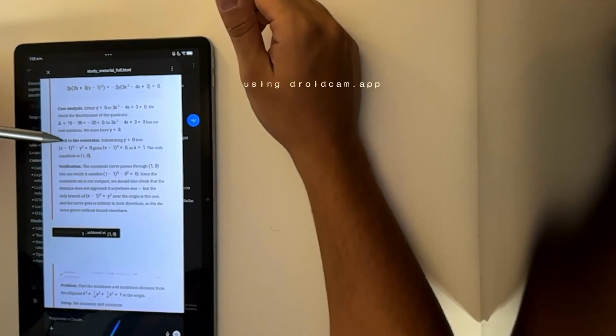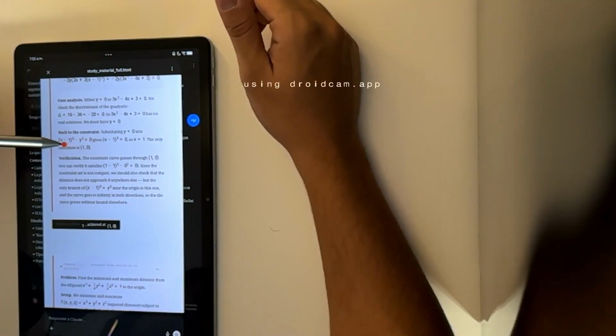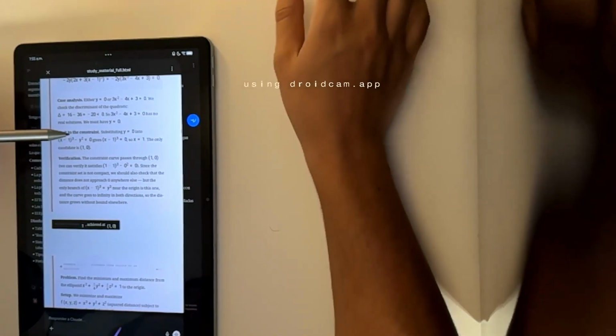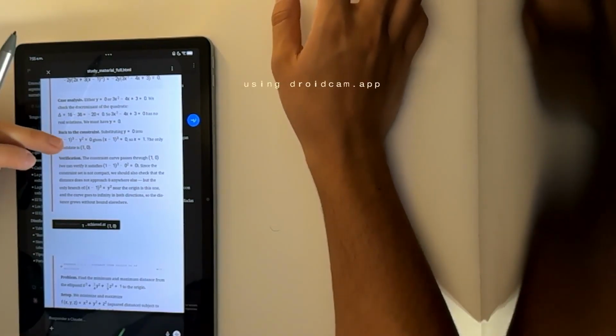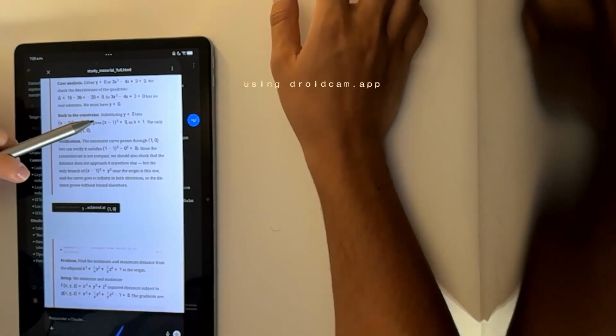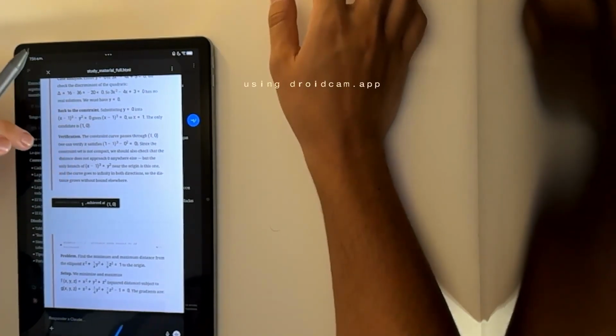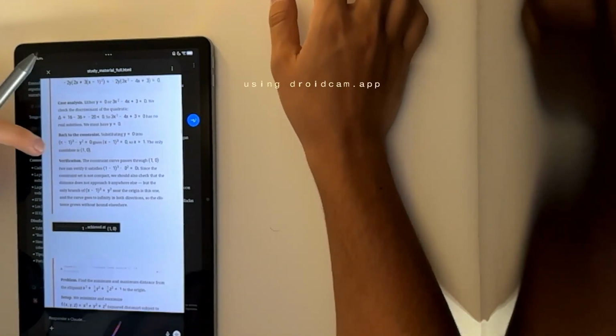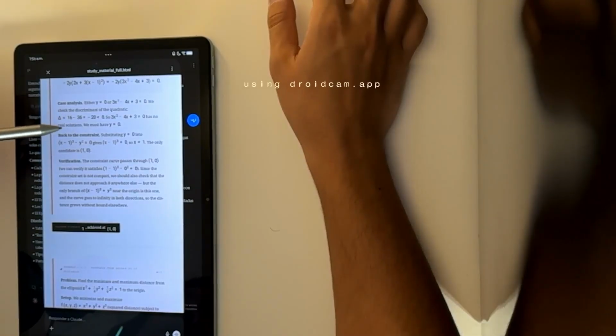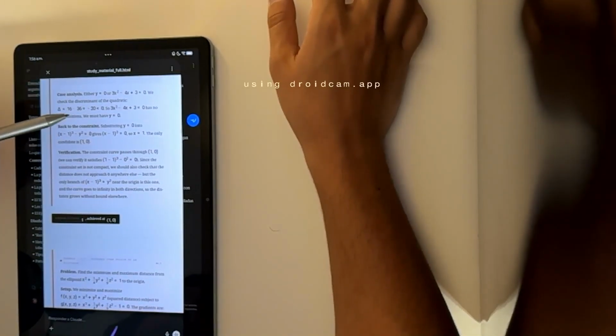Back to the constraint, substituting y equals 0 into (x minus 1) cubed minus y squared equals 0 gives (x minus 1) cubed equals 0. So x equals 1. The only candidate is (1, 0).